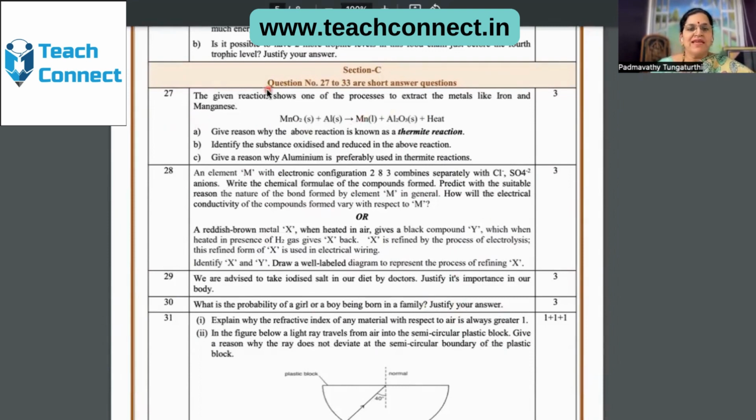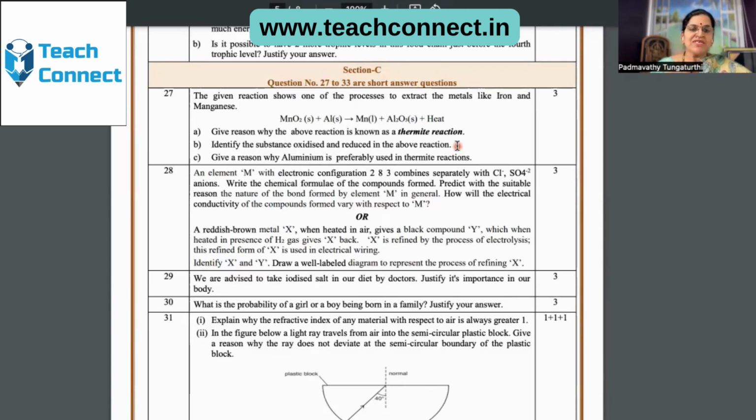27th question. The given reaction shows one of the processes to extract metals like iron and manganese. Manganese dioxide in solid form and aluminium in solid form react with each other and a tremendous amount of heat is liberated. That's why it is an exothermic reaction. It is not only an exothermic reaction, it is a thermite reaction which releases a lot of heat and is useful for welding purposes. This is a fact which we have learned in the classroom.